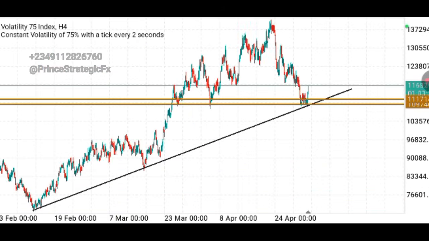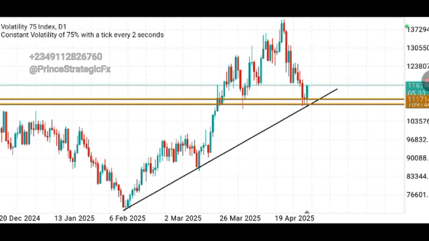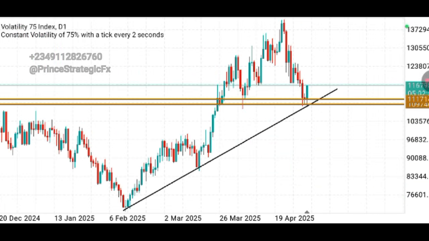We are done with H4, because H4 here is just to identify our trend, where the market is going. Remember, our daily time frame here is just to identify the previous daily candle, like the previous daily low or the previous daily high, where the market actually started from for the day. That is exactly what we want to find out from our daily time frame.